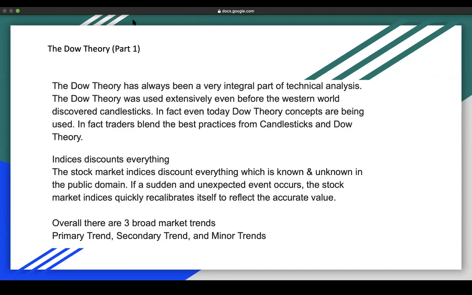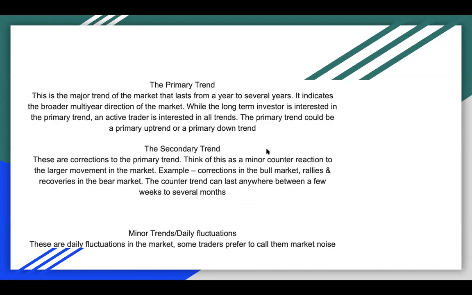Overall, there are three broad market trends: primary trend, secondary trend, and minor trends. How many of you have actually read about the Dow theory? Anyone? Okay. Just wondering.